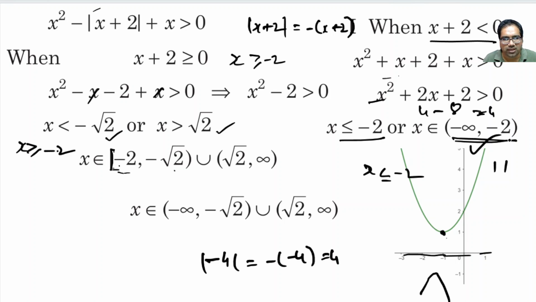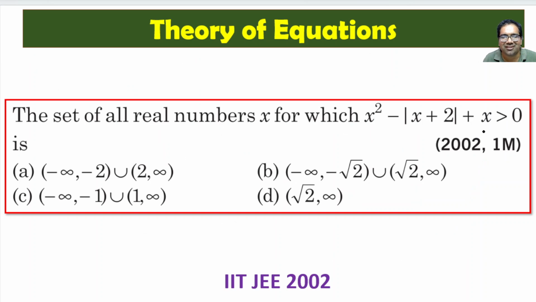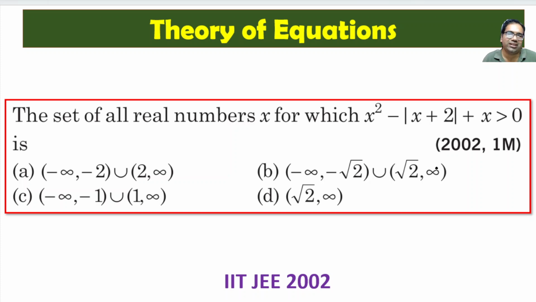Minus infinity to minus 2, and minus 2 to minus root 2. What does that mean? Minus infinity to minus root 2; we can make this open brackets. Minus 2 to minus root 2 is here, minus infinity to minus 2 is here. So together we can write this as minus infinity to minus root 2, union root 2 to infinity. This is the range of x which will satisfy this inequality. Right, guys? So this is the correct answer: minus infinity to minus root 2 and root 2 to infinity.